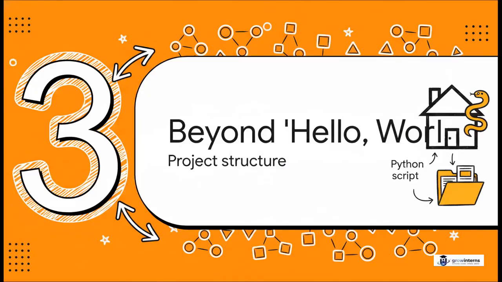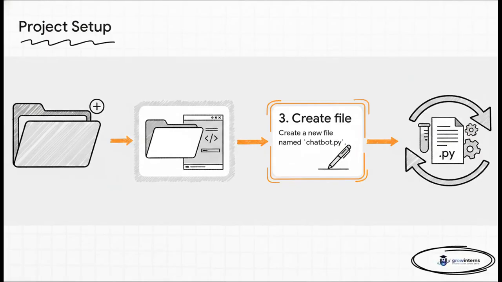All right, theory's done. Time to get our hands dirty. We're officially moving beyond Hello World and setting up a proper home for our very first project. This is where we start building good professional habits. And the process is simple, but it's really powerful. First, just create a new folder somewhere on your computer, call it My Chatbot or whatever you like. Then, and this is a key step, open that entire folder in VS Code. That makes it your official workspace.